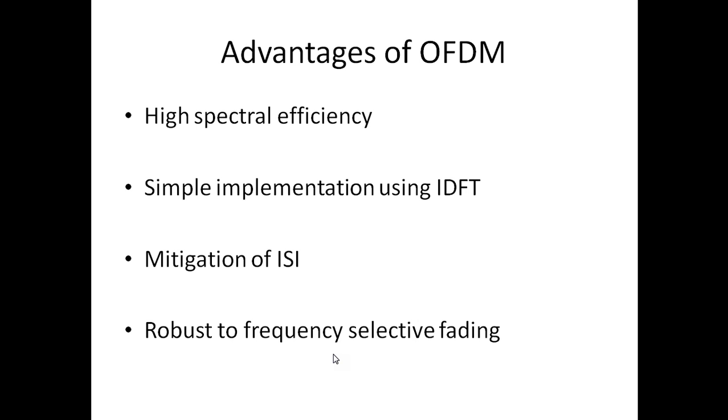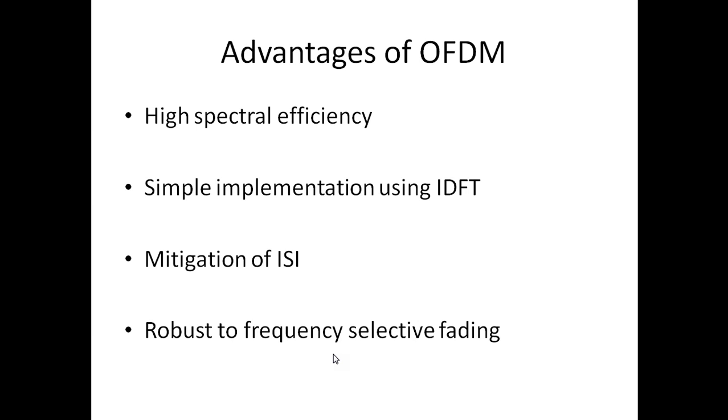The main advantages of OFDM are that it has very high spectral efficiency, again because we will be using multiple subcarriers, and these subcarriers being orthogonal to each other will result in mitigation of intersymbol interference. And it is very simple to implement because modulation of symbols over different subcarriers which are harmonically related can be done using a simple IDFT transformation matrix.